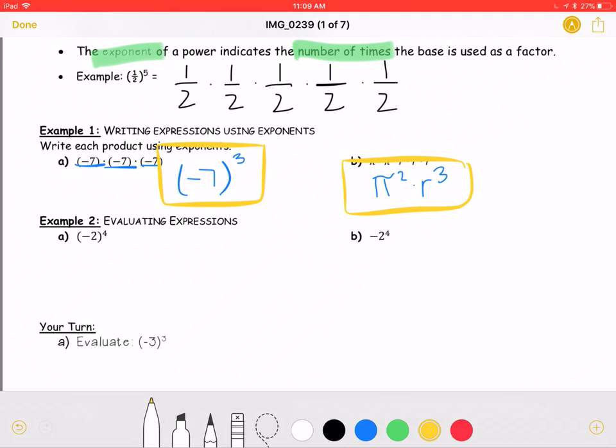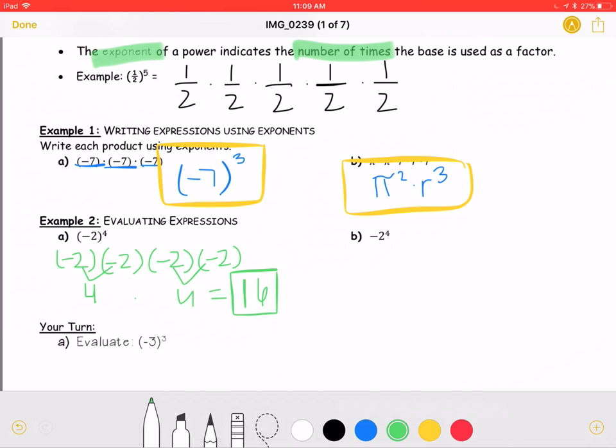Let's move on. Evaluating expressions. Evaluating means to solve. So I want to actually solve -2 to the 4th power. So I have -2. It's telling me I have -2 4 times. So I'm going to write it out. -2 times -2 4 times. Now let's evaluate it. Let's actually multiply those together. -2 times -2 gives me a +4. Now just do 4 times 4. My answer is a +16.